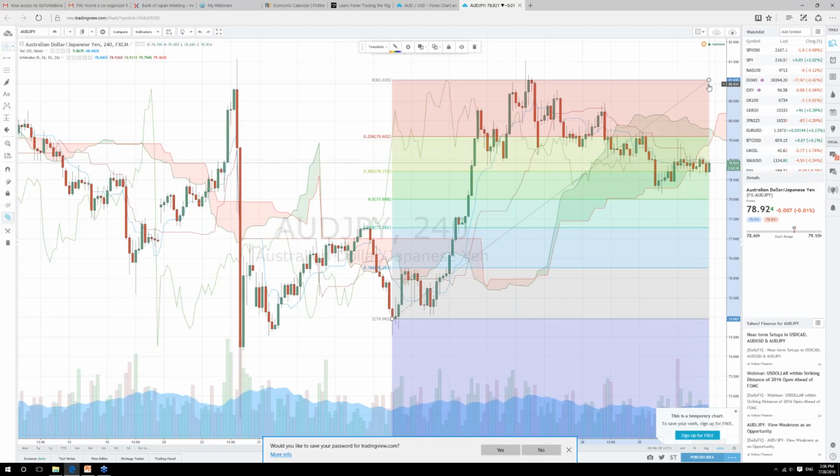And if the Bank of Japan cuts interest rates, or does a crazy amount of stimulation, then you're going to change your outlook and go bullish on all of these crosses that we just talked about.